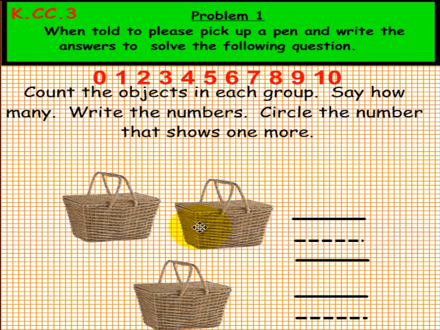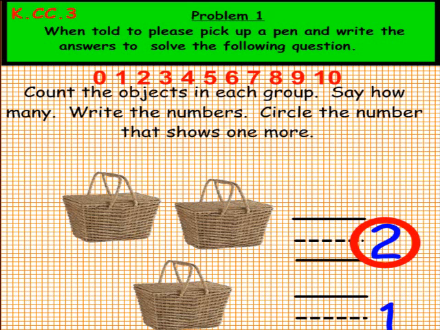Okay, group 1 we have 1, 2. So you should have written the number 2. And over here we have only 1. So you should have written the number 1. Now, which one is one more? Well, this one is one more because it's 2. If your answer matches ours, that is wonderful.